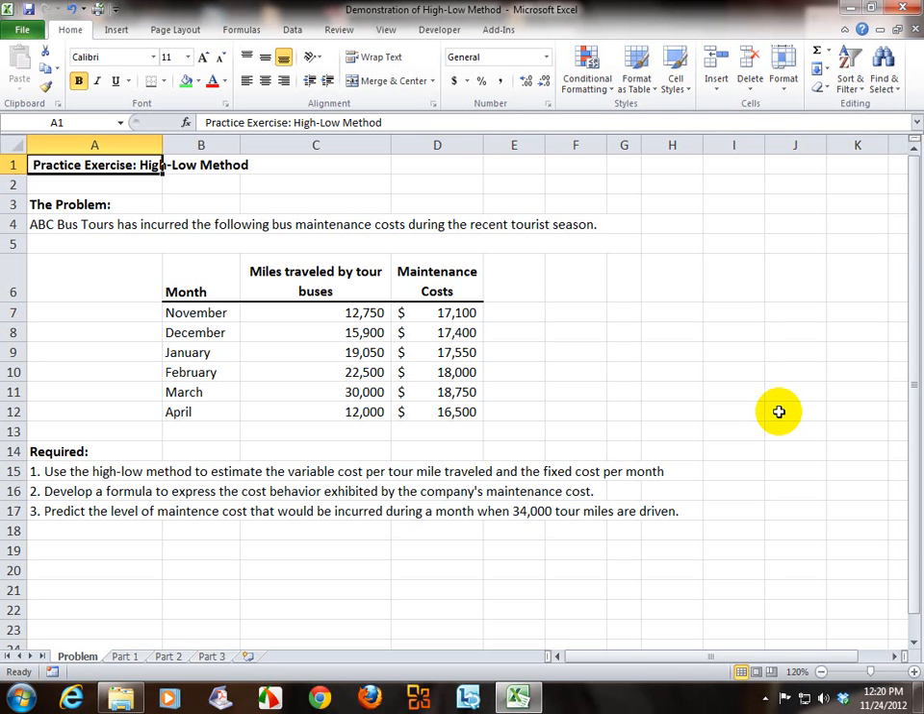We're going to approach this in three steps. Step one, we're going to use the high-low method to estimate the variable cost per tour mile traveled as well as the fixed cost in given months. In the second part, we're going to develop a formula that will express that cost behavior in any month, and in the third segment, we'll predict the level of maintenance costs that would be incurred during a month when 34,000 tour miles were driven. So let's move on to part one.